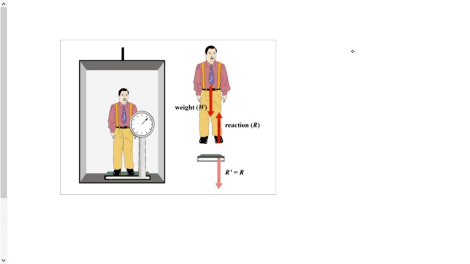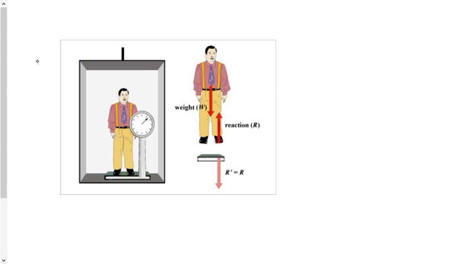Welcome back to another Cram video for AP Physics 1. We're still dealing with these systems of accelerating objects. A good example today is going to be a man accelerating in an elevator, going upwards or downwards, and calculating his apparent weight.